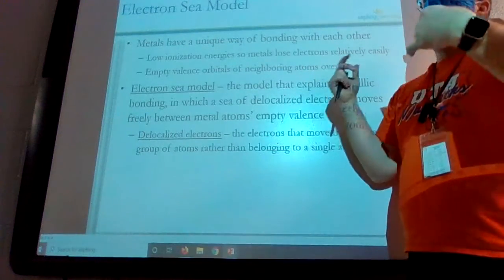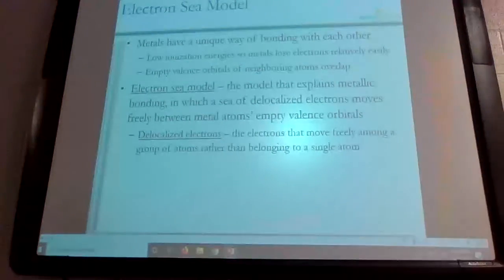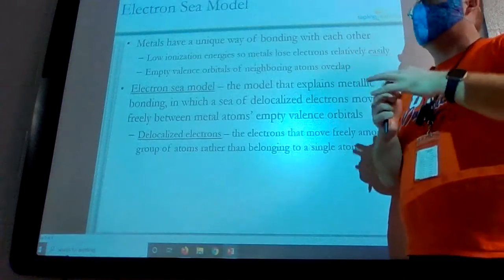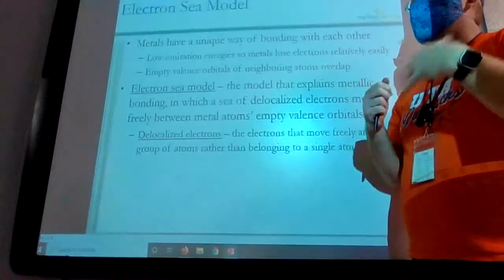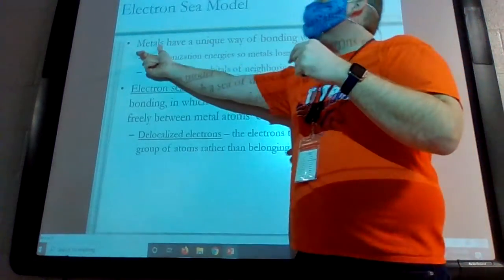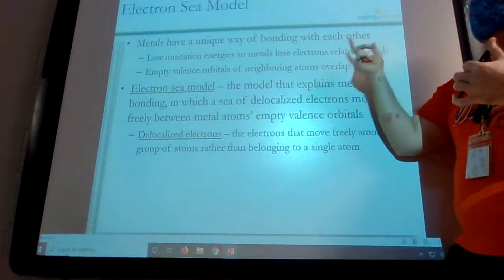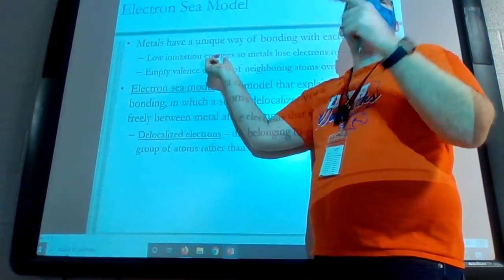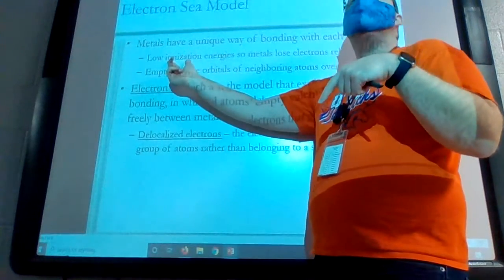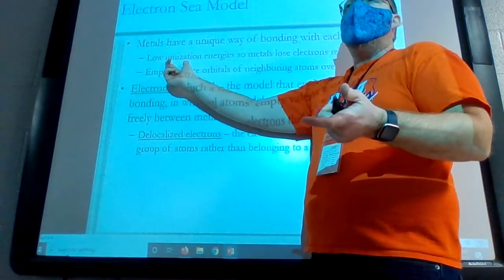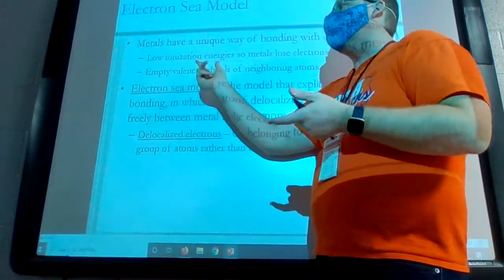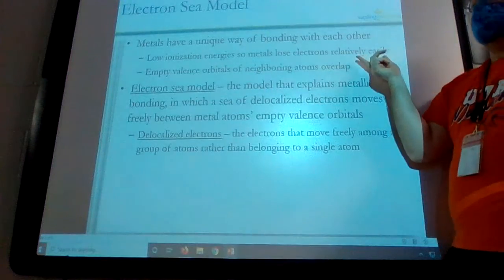Because metals have the ability to move their electrons around very, very easily. And so saying, this specific atom of metal has this many electrons doesn't always work out for you every single time. So metals have a unique way of bonding with each other. They have low ionization energies, which means it doesn't cost very much energy for them to lose an electron and become an ion. And so very easily they lose electrons to become positive ions. So metals lose electrons relatively easily.